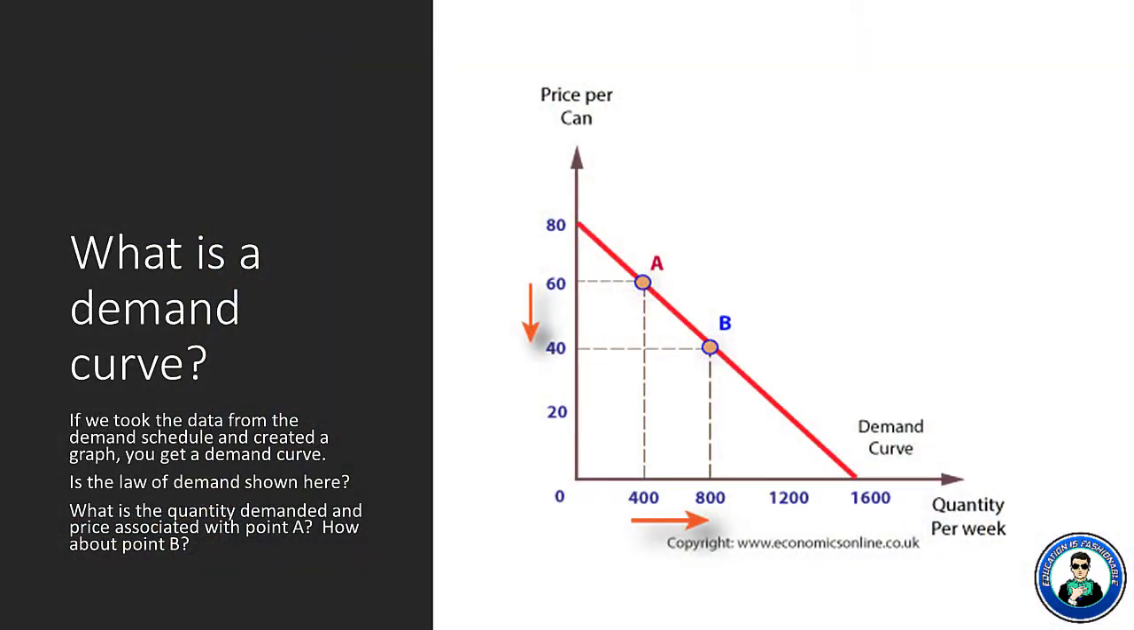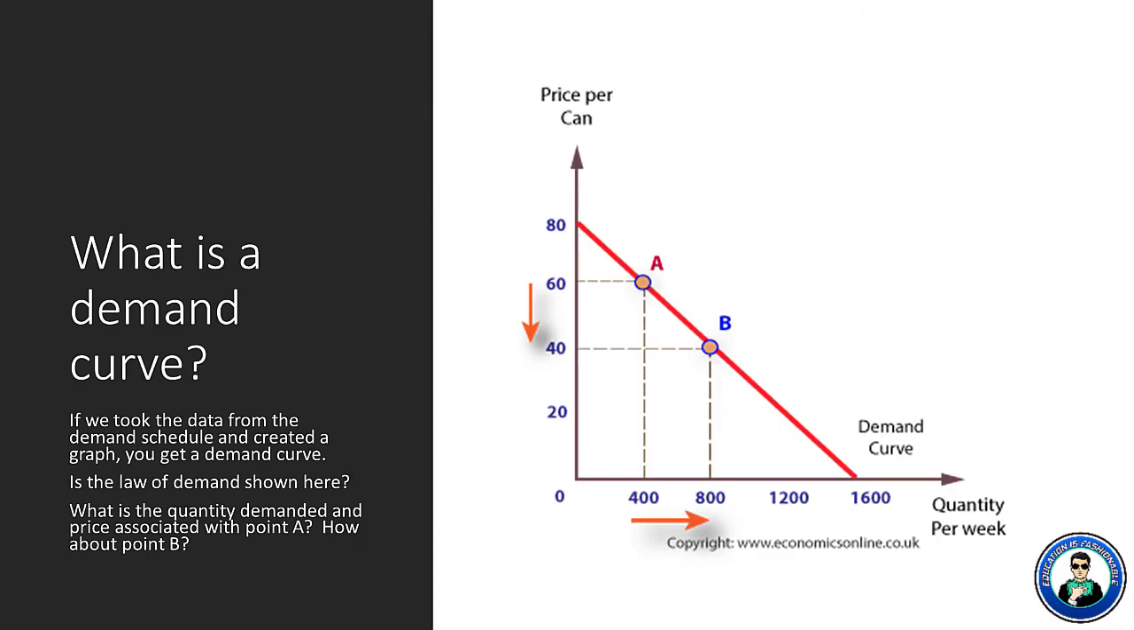Now, what's a demand curve? A demand curve is basically taking the information from your demand schedule and turning it into a curve, a line graph, okay? So when we take a look at this, we see that at point A, we have $60 for a price, and the quantity demanded is going to be 400. And then as we drop the price to 40, the quantity demanded increases to 800. The one thing you need to notice about demand curves is they always go from upper left to lower right, because the higher the price, the less that people want.